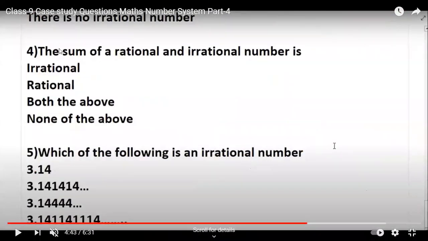Now the next is the sum of a rational and irrational number. You took a rational number, suppose you took 2, and an irrational number, take √2, so 2 plus √2. Can you add 2 plus √2? Yes, anyone who can tell me?